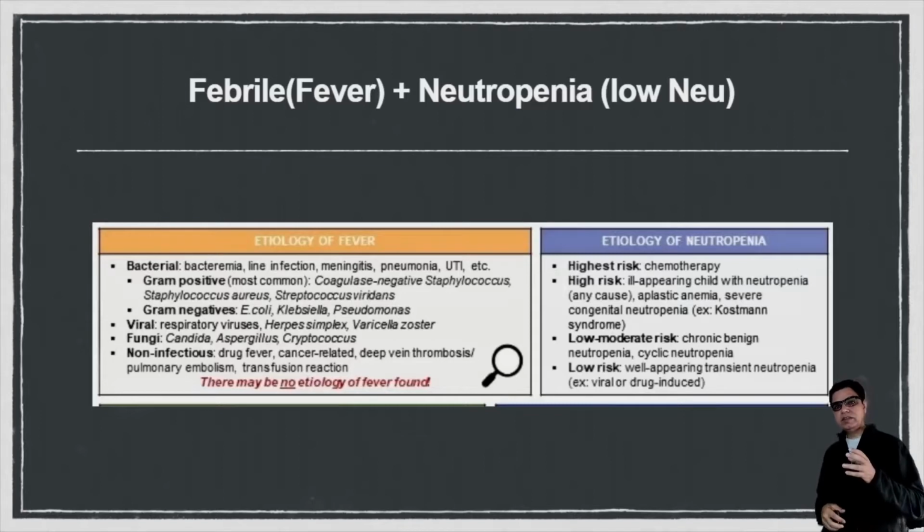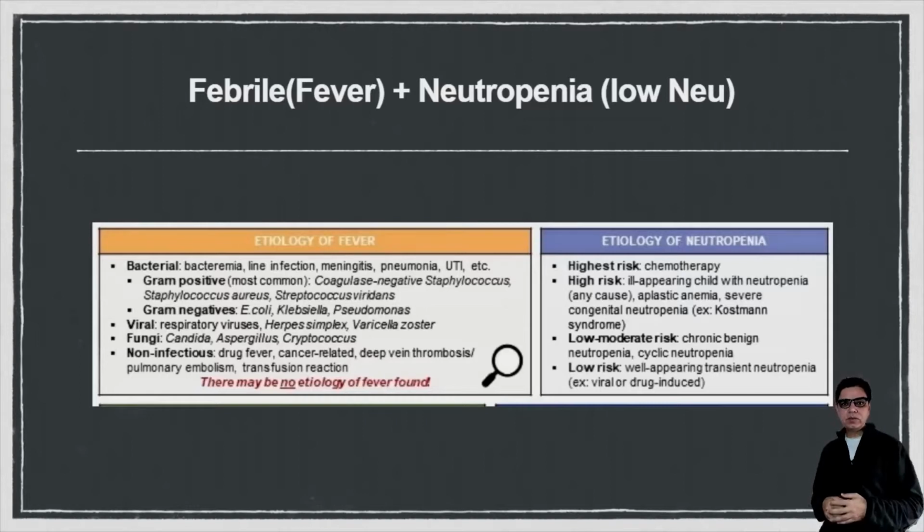Now, as far as the neutropenia or absolute low neutrophil count is considered, again, that can be categorized based on the risks. The highest risk of low neutrophil counts comes from those kids who are having chemotherapy. Chemotherapeutic agents are immunosuppressive, and they cause a decrease in your immunity by suppressing the production of the white blood cells. And neutrophils are a type of white blood cell. So they can reduce the absolute neutrophil count.